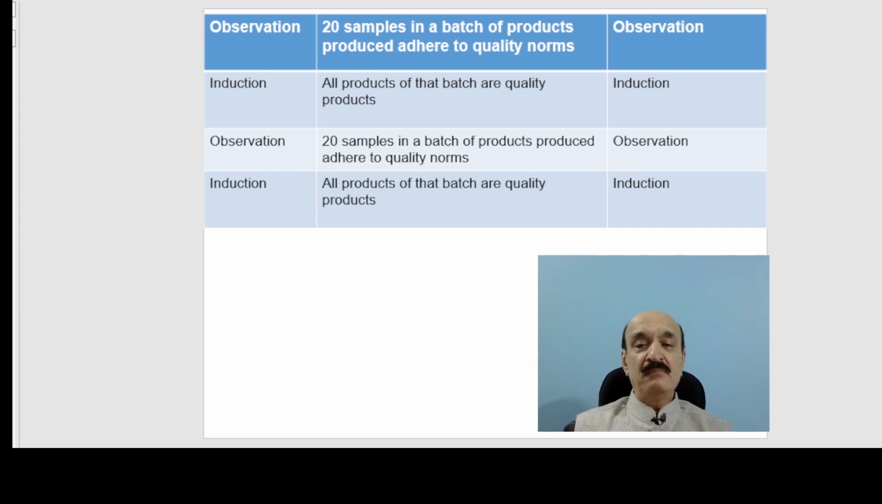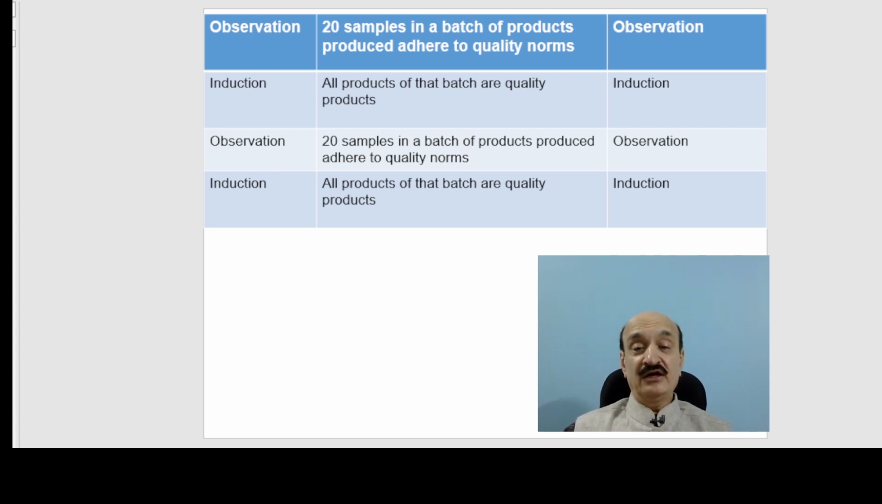20 samples in a batch of products produced by a company are adhering to quality norms. Now let's understand this very clearly. Never ever in any company are they going to check all 100% of products being produced. They always look at a particular sample in a batch which is representative of the population or that particular batch, find out whether those samples adhere to the quality norms as prescribed in the design manual of the company, and then extrapolate it to the rest of the population.